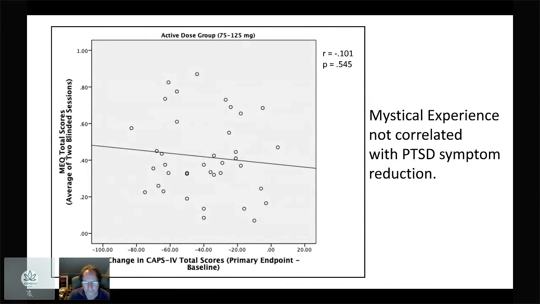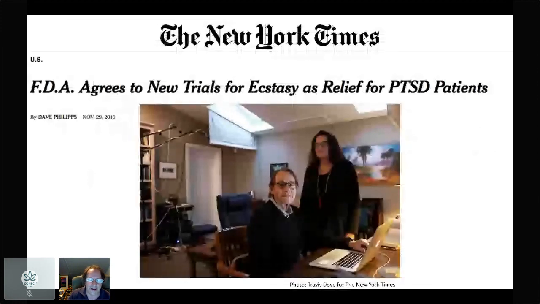Next slide, please. So on the basis of that, FDA said, yes, we could move to phase 3. New York Times reported it. Next slide. Next slide, please.